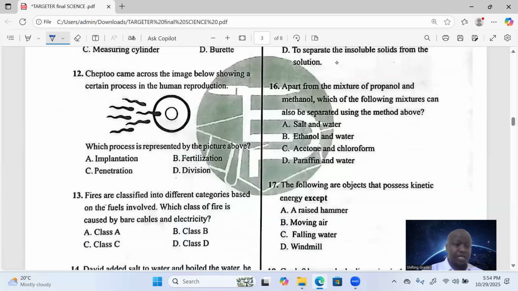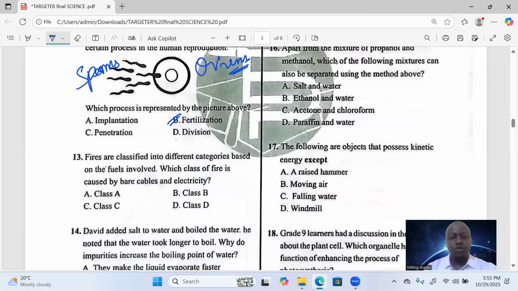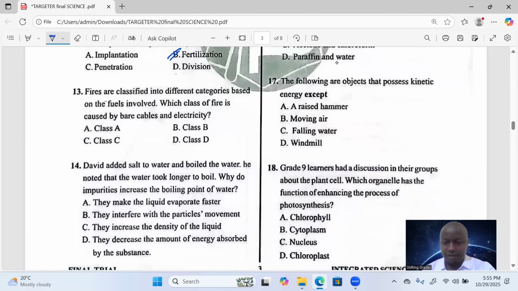Let's look at number 12. Chipto came across the image below showing a certain process in the human reproduction. Which process is represented by the picture above? This is fertilization, the meeting of the female and the male gametes. You can see these are the sperms which are swimming towards the ovum. So that's simply fertilization represented there.